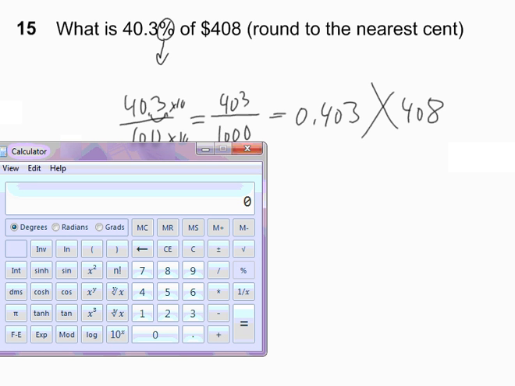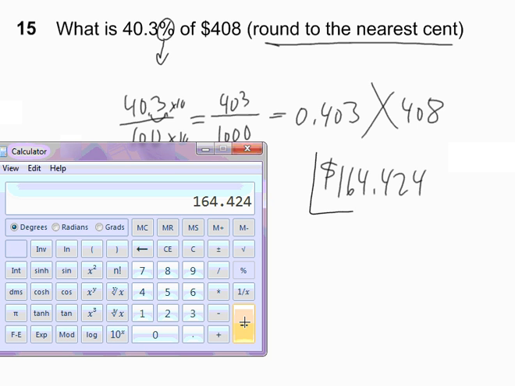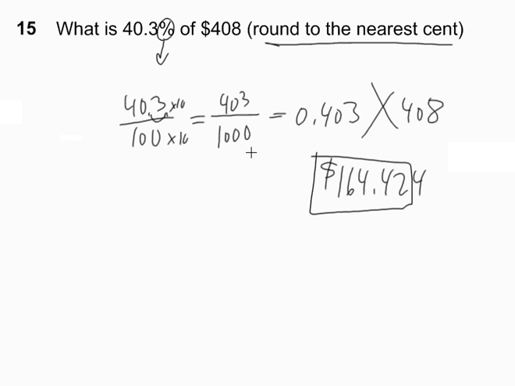When you take your calculator, you get 164.424. That's money. It says round your answer to the nearest cent, which means that's going to stay at 42 cents. It's closer to 42 cents than it is to 43 cents. So my answer is 164.42.